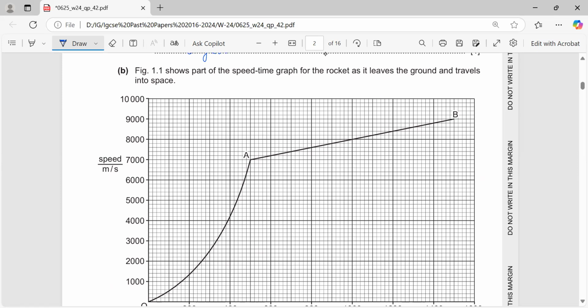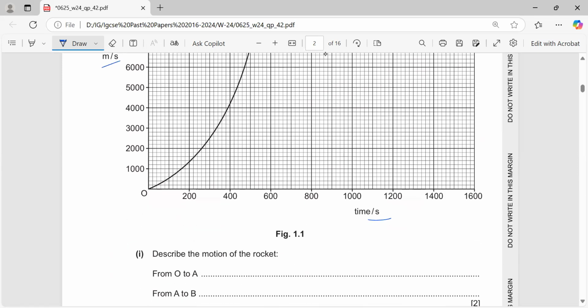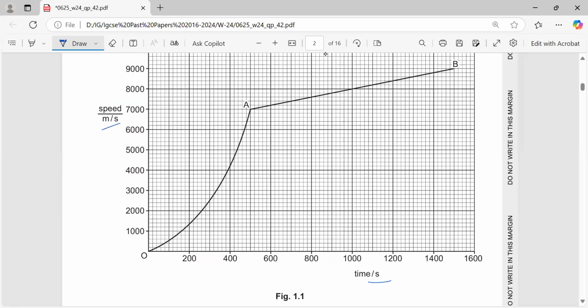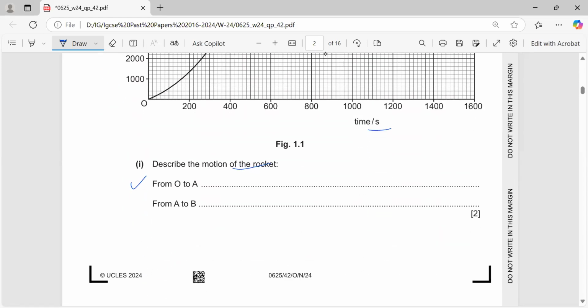and travels into space. Now see, speed is in meters per second, no worry at all, and time is in seconds, that is good. Describe the motion of the rocket from O to A and A to B. So from O to A, you can say either increasing speed, or you can say increasing acceleration, because slope is increasing.